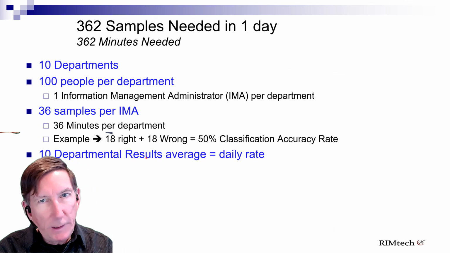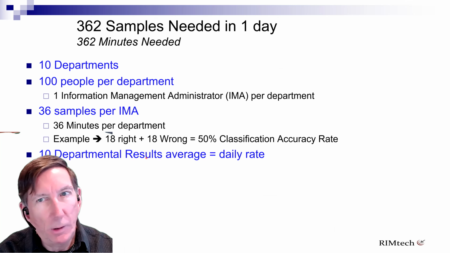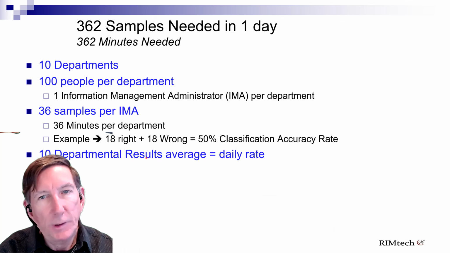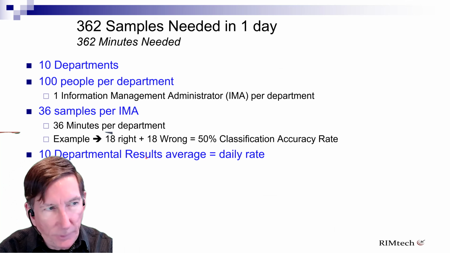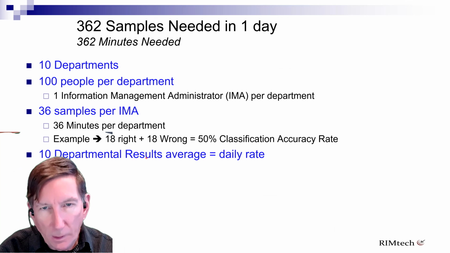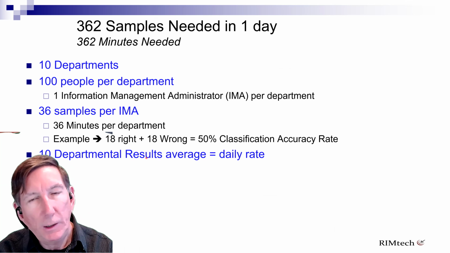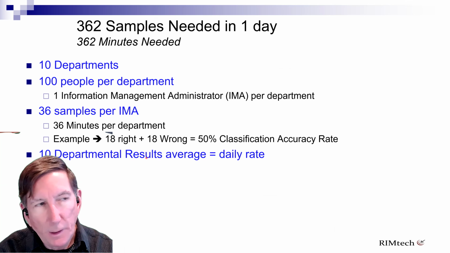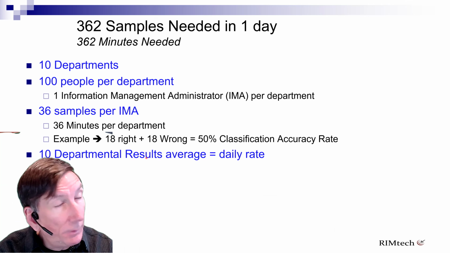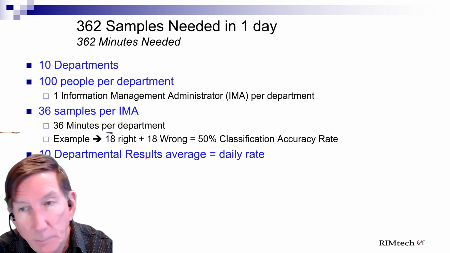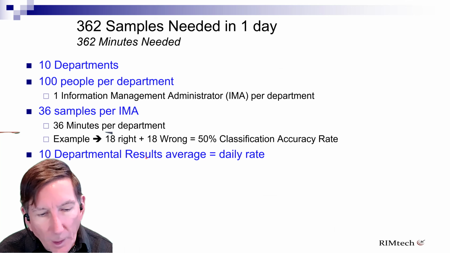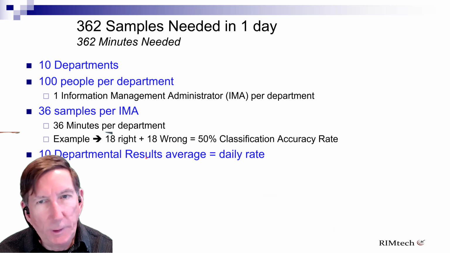Either way, whatever the rate is, 10 of those people in those departments send an email to the records manager at the end of the day with 10 different numbers. And those numbers are averaged out, and that's your daily classification accuracy rate. And it had better be above 85%, because if not, you'll never be able to fix it. We call that poisoning the well. But you have to do that 5 days a week.